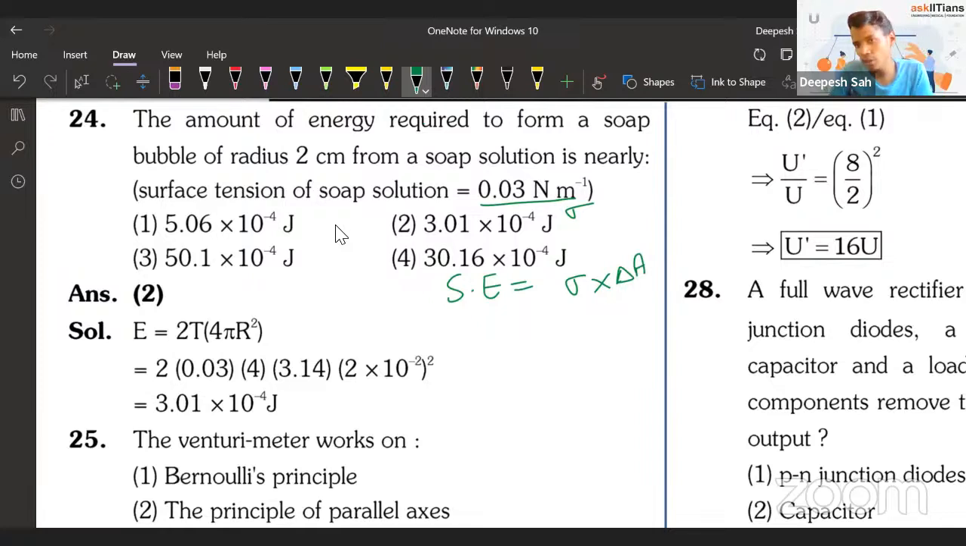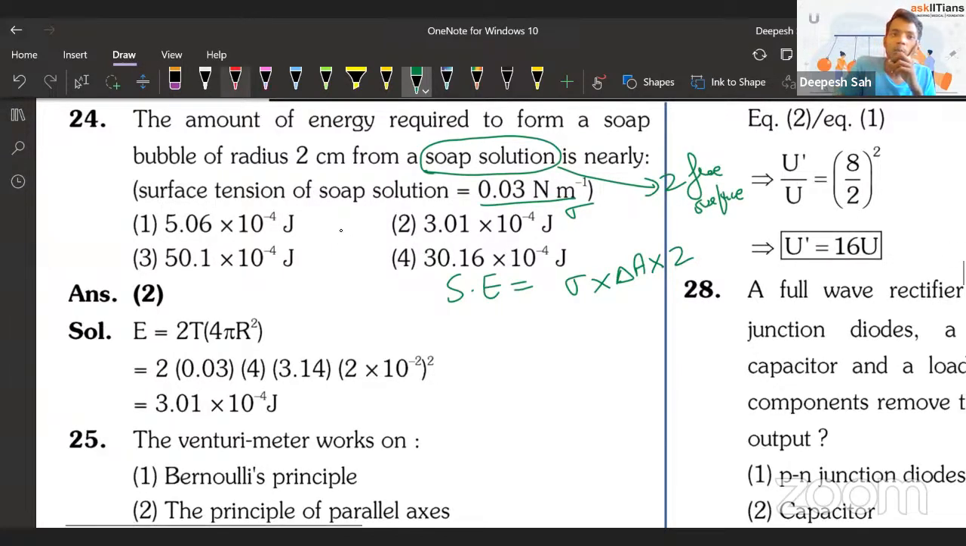One very important thing over here, it is a soap solution. Because it is a soap solution, it has air inside it as well as air outside it. So how many free surfaces are there? There are two free surfaces, and because there are two free surfaces, we will multiply it with 2. I'm not saying it's a tough question, but these are things people tend to ignore while preparing for the exam. Do not ignore it. So surface tension, 2, and change in area: sigma into 2 into delta A. And that's it. After that, the question is easy.